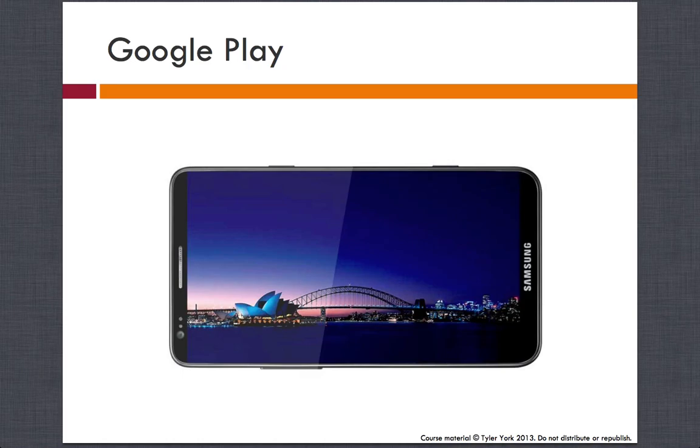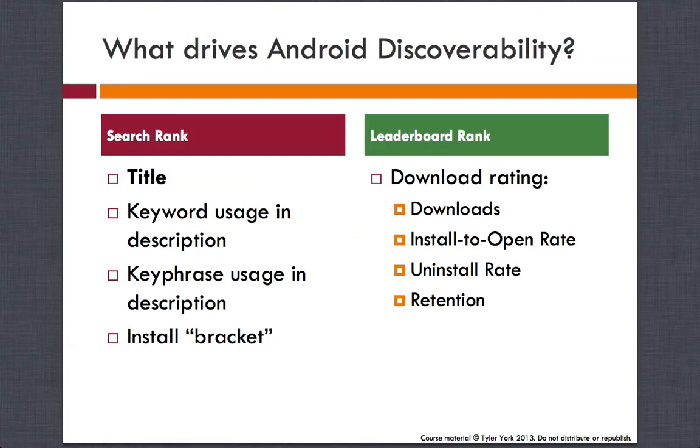Now let's talk about Google Play a little bit. What drives Android discoverability? Android behaves a lot like Google search. So if you're familiar with basic SEO, or at least have an idea of how that worked, Android is going to be more similar to that. Search rank is primarily focused on title, keyword usage, and key phrase usage. And so you can absolutely game your ranking for various keyword terms by manipulating your description on Android, while on iOS, there is very little evidence that that makes a difference, and some think that it's intentional that way.